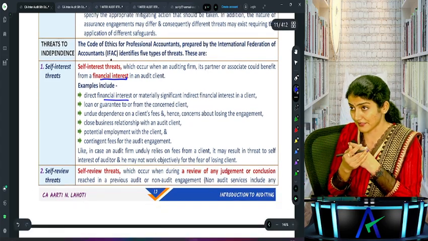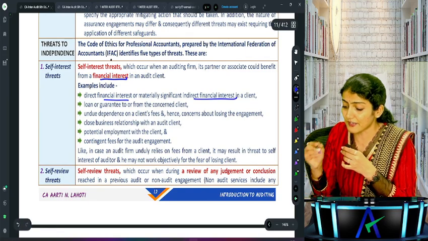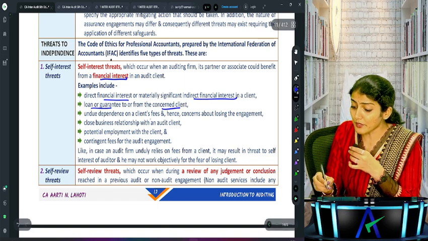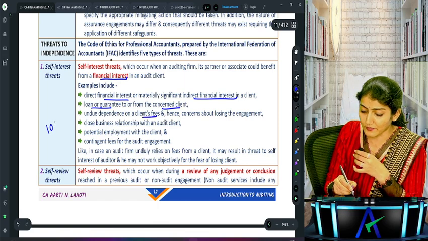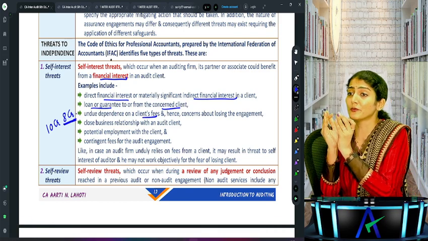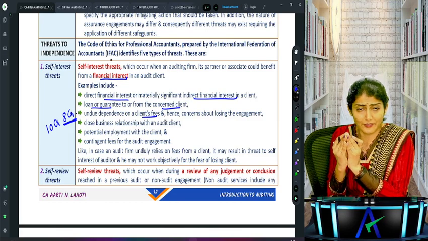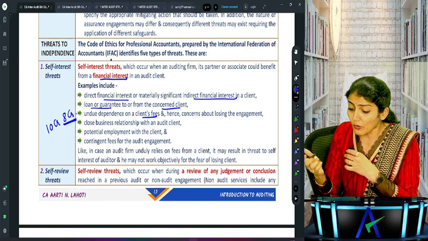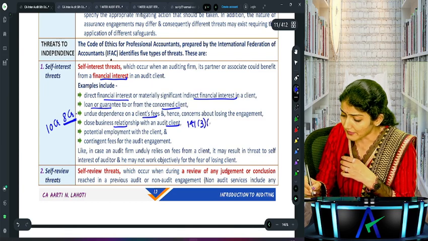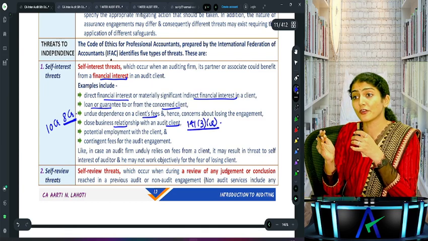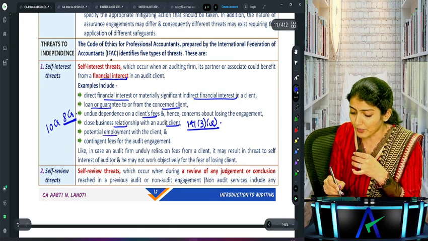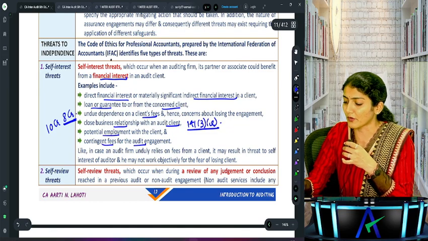Direct financial interest, or materially significant indirect financial interest, loan or guarantee to or from the concerned client, undue dependence on the client fee. Total receipts of your CA firm are 10 crore, and 8 crore is coming from this one client. Whatever happens on earth, you will never allow yourself to lose this client. So that is undue dependence on the total fee. Close business relationship with an audit client. That is why we have 141.3E. What is 141.3E? If a person of a firm has any business relationship, you cannot do the audit. Potential employment with the client or contingent fees for the audit engagement.